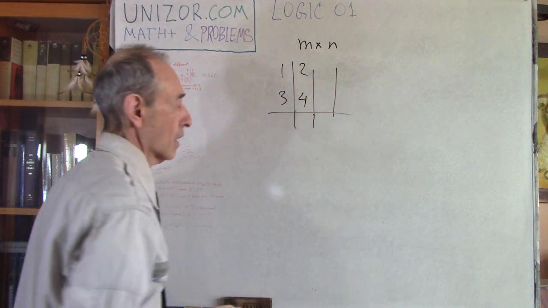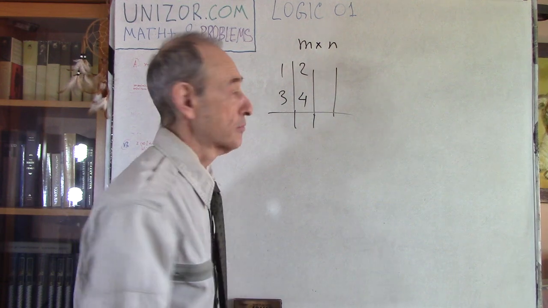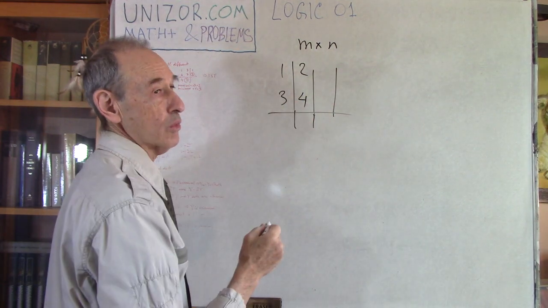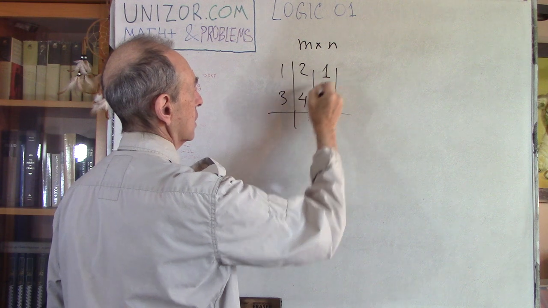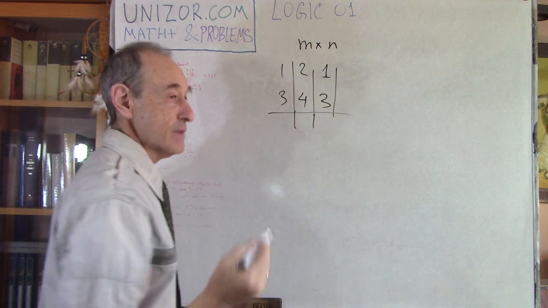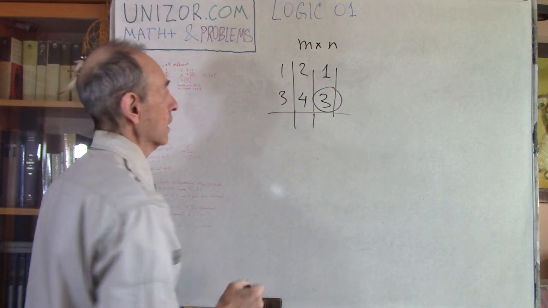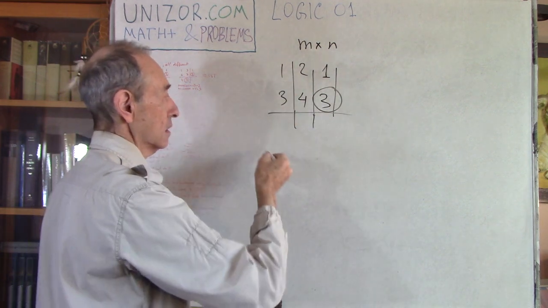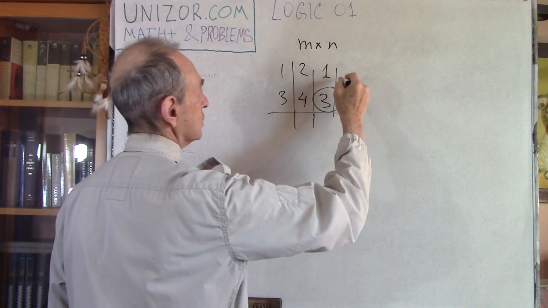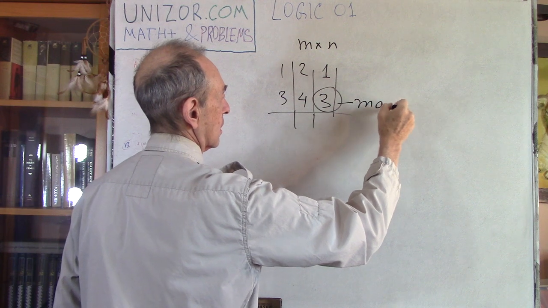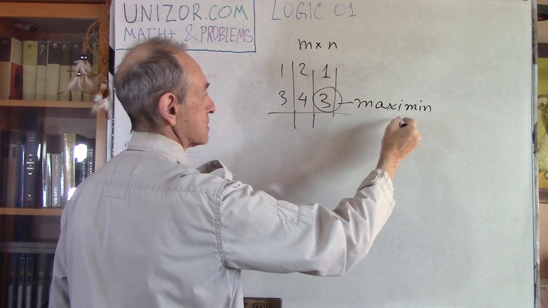Then we do something called calculating minimax or maximin. First we go row by row and find the minimum. In this case, for 1 or 2 the minimum is 1, for 3 or 4 the minimum is 3. Then we take the maximum of these minimums, and the maximum is 3. Now we do the same thing column-wise, but now we start with maximum and then go to minimum. So first the minimum in each row and then the maximum among them is called maximin.